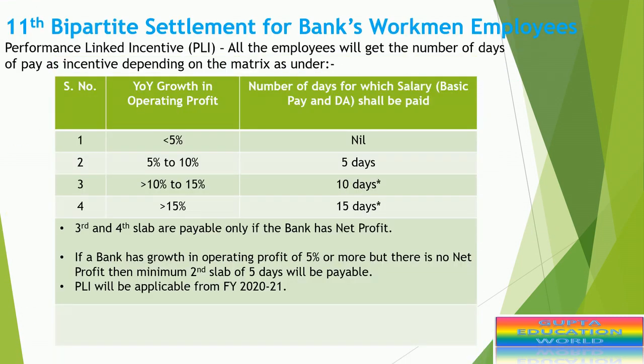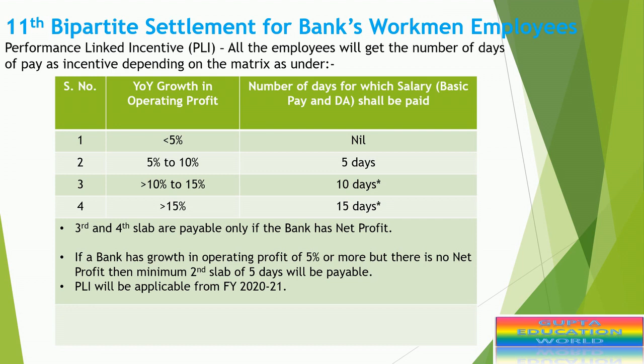Performance-linked incentive. All the employees will get the number of days of pay as incentive depending on the matrix as under. This matrix shows the performance of the bank and the incentive which the employees will get. For example, if bank's operating profit has been increased from 5% to 10% slab, then their employees will get the incentive which will be equal to 5 days salary. And suppose bank's operating profit has been increased by more than 15%, then the employees will get the incentive equivalent to 15 days pay.